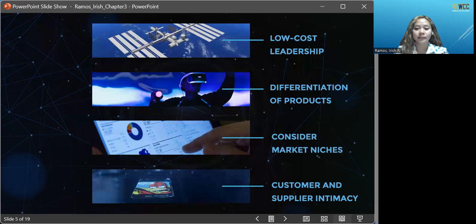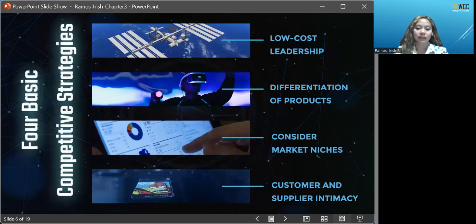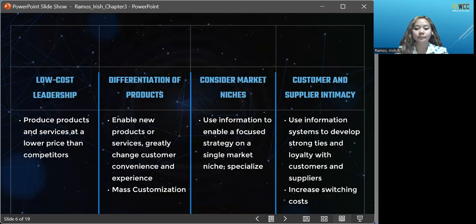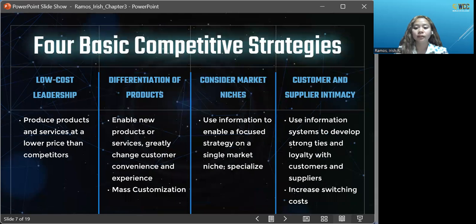Let's proceed to the four basic competitive strategies. These are low cost leadership, product differentiation, market niche concentration, and enhancing customer and supplier intimacy. Each of these strategies is frequently made possible by information technology and systems. So low-cost leadership is to obtain the lowest operational expenses and prices. The standard illustration is Walmart.